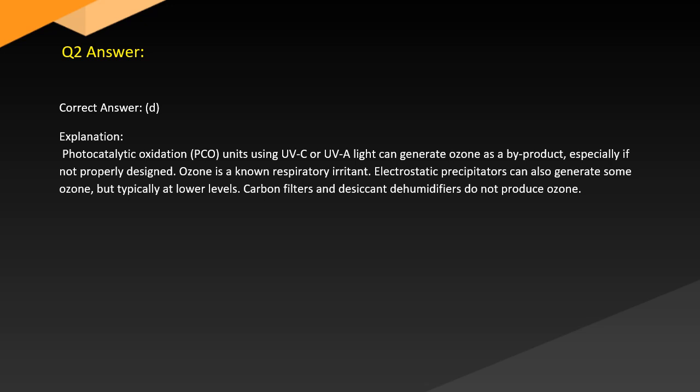Answer. Correct answer: D. Explanation. Photocatalytic oxidation (PCO) units using UVC or UV-A light can generate ozone as a byproduct, especially if not properly designed. Ozone is a known respiratory irritant. Electrostatic precipitators can also generate some ozone, but typically at lower levels. Carbon filters and desiccant dehumidifiers do not produce ozone.